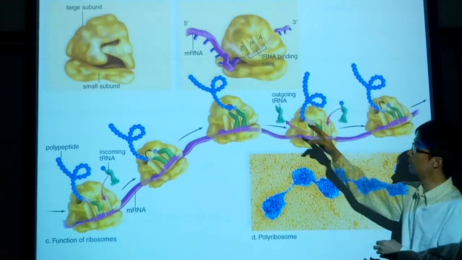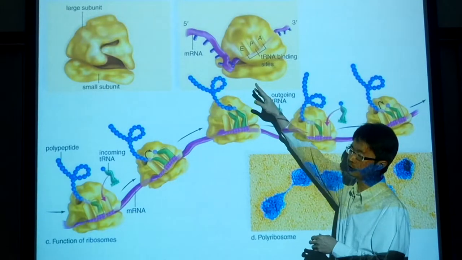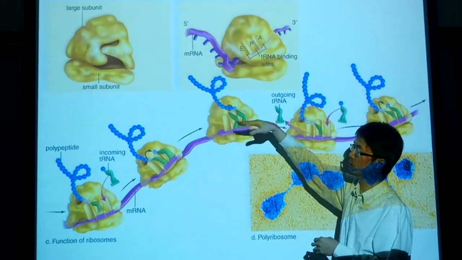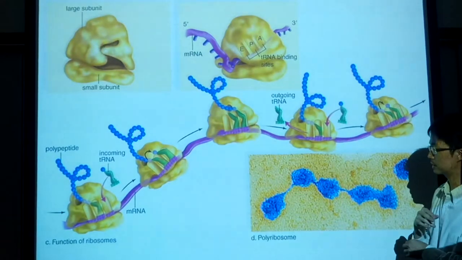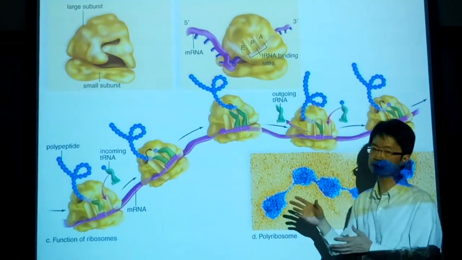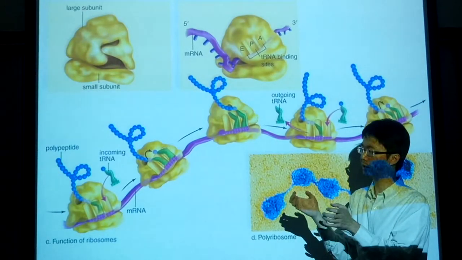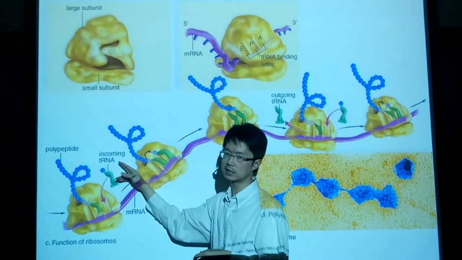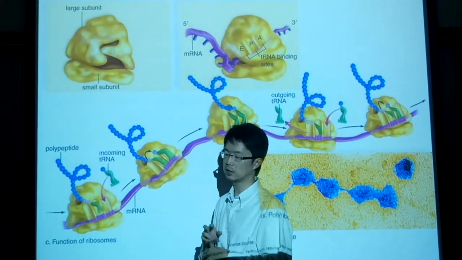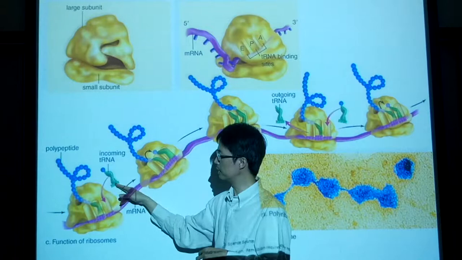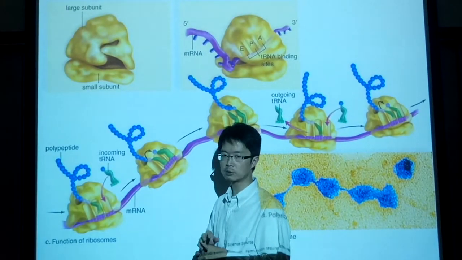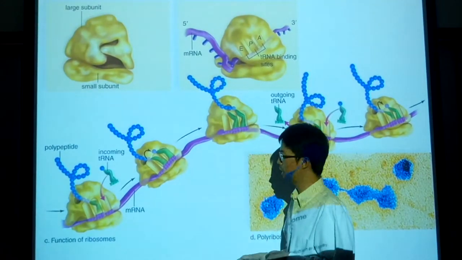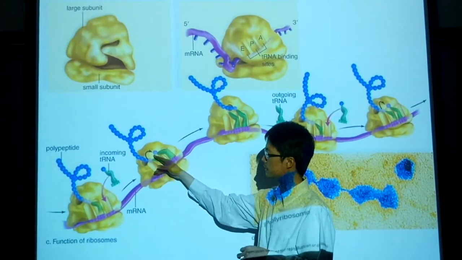The messenger RNA is like a ribbon that goes through the large and the small subunit, between them. It is actually the small subunit that grabs the messenger RNA. And the large subunit is the one that will grab the free floating tRNA from the cytoplasm so that it will bind to it. When tRNA first goes into the ribosome, it will first go into the amino site, the A site. And then after this, it will move to the P site.